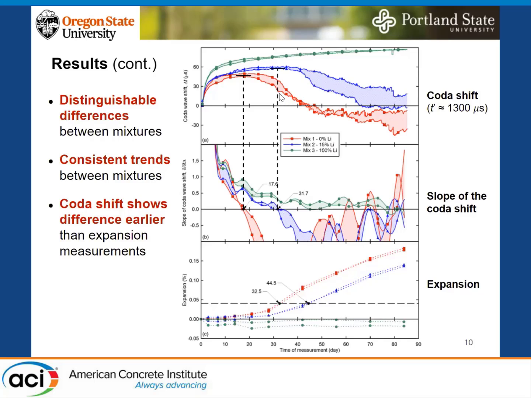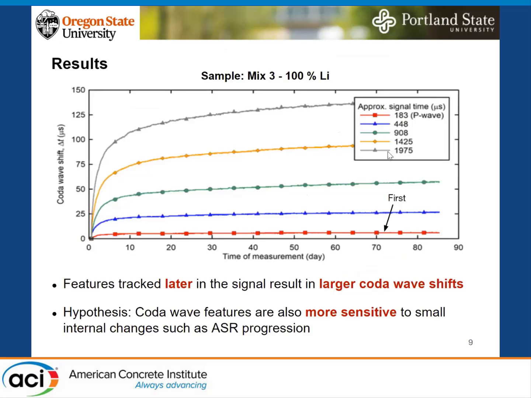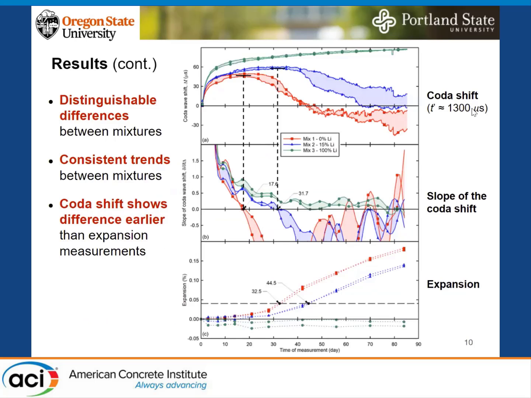And then I go to the top plot, which is our coda wave results. So we tracked one of the traces. If I go back to the previous slide, there are different features that we can pick arbitrarily from the tail of the signal. And as we go deeper, it shows more. So we picked one around 1300 microseconds, and we tracked it over the x-axis. So you see the 100% fully mitigated one is following this trend, the green one.